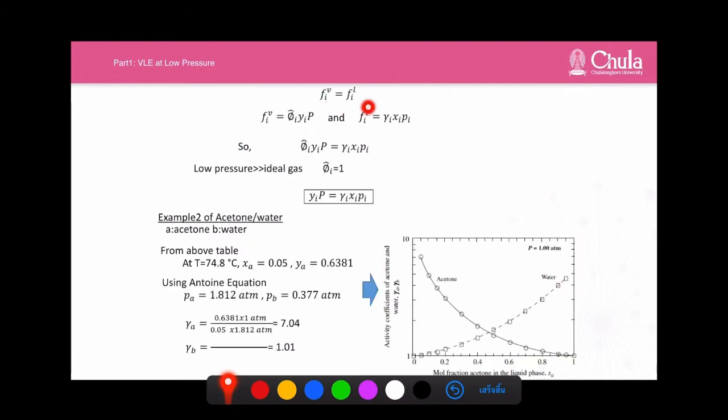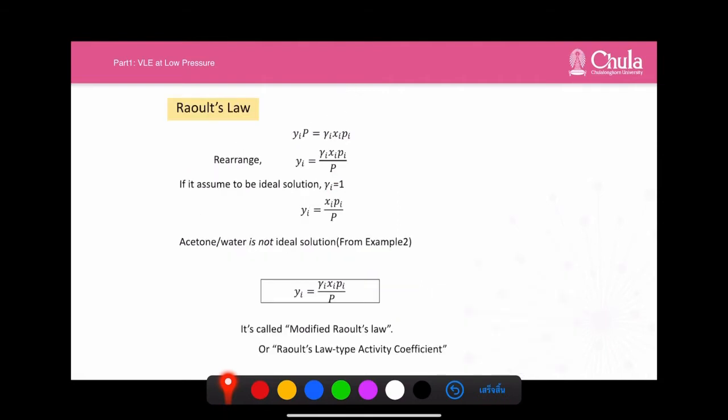Basically it originates from setting the fugacity of component i in the vapor phase equal to the fugacity of component i in the liquid phase, and we assume that the pressure is low enough that we can approximate the fugacity coefficient as 1, and more than that, we assume that our solution behaves as an ideal solution. So we got Raoult's law.